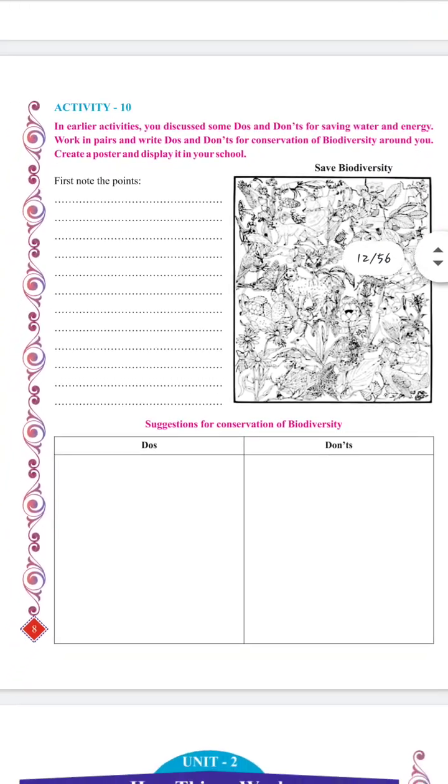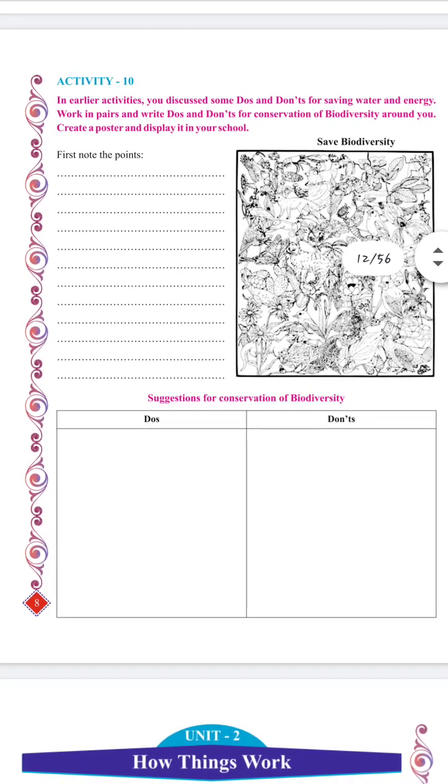Let us come to activity number 10. A picture is given here with the title Save Biodiversity. Biodiversity means different varieties of life. Bio means life and diversity means variety. In the earlier activities, you discussed some do's and don'ts for saving water and energy. Work in pairs and write do's and don'ts for conservation of biodiversity around you. Create a poster and display it in your school.